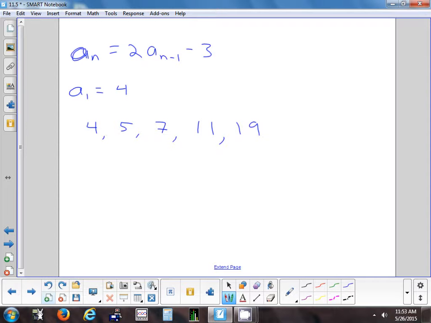Okay, first thing I'm going to do is check just to see if it's a polynomial pattern. I'll look at the differences and see if I can find a pattern here. Okay. 5 minus 4 is 1. 7 minus 5 is going to give me 2. 11 minus 7, that's going to give me 4. And what's 19 minus 11? 8. Okay, so there's a pattern. So the next difference would probably be 16.